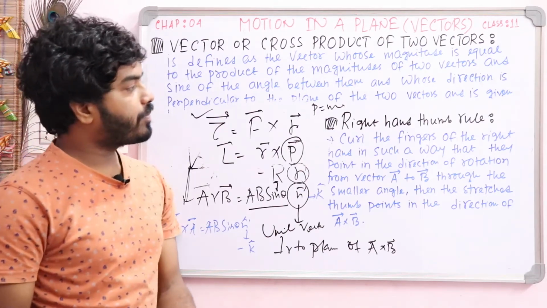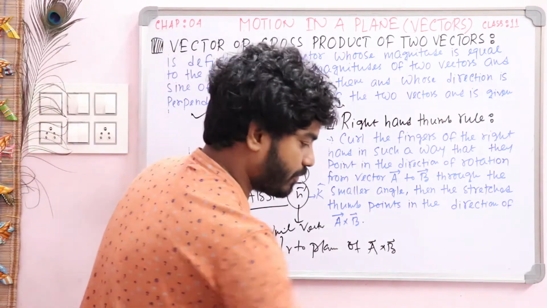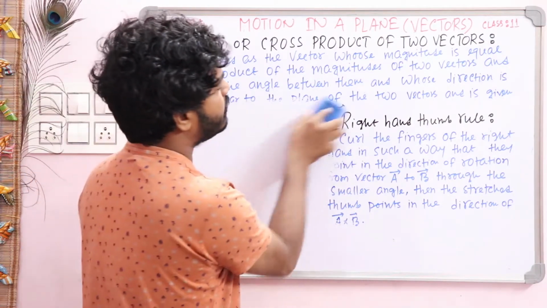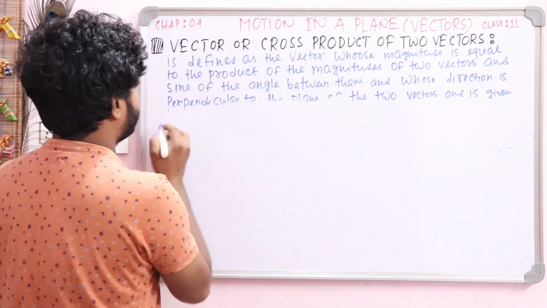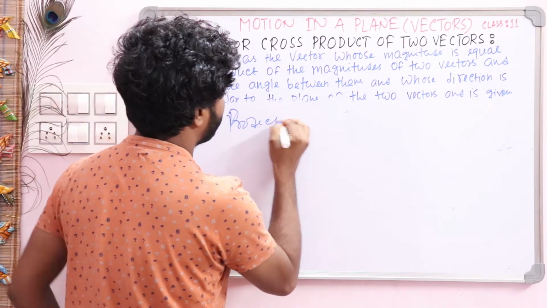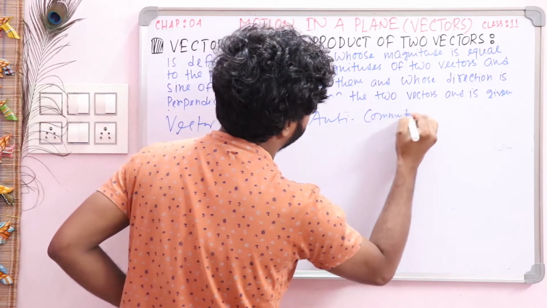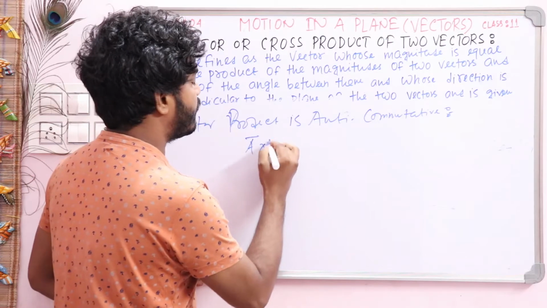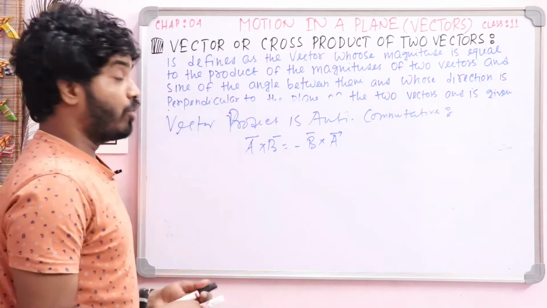Okay, now we will prove that the vector product is anti-commutative. Write it down. Now we will prove that the vector product is anti-commutative. That means A cross B will be minus of B cross A. Prove it.